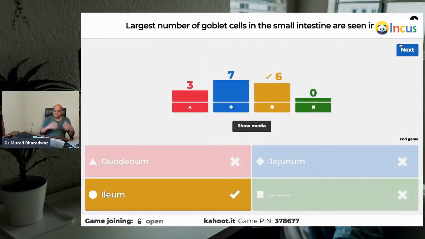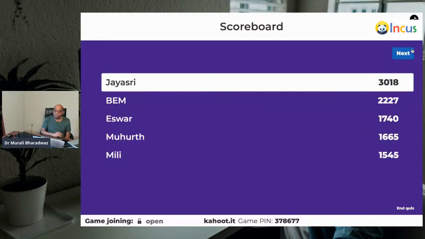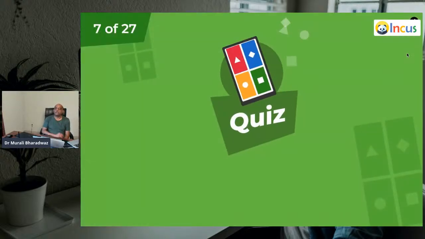So very good. Six of you are right. Ileum is the place where you have the largest number of goblet cells in the small intestine, is what you need to remember. And that keeps Jayashree on the top and Ishwar, Namra ascending up.